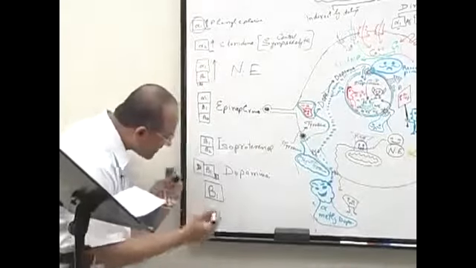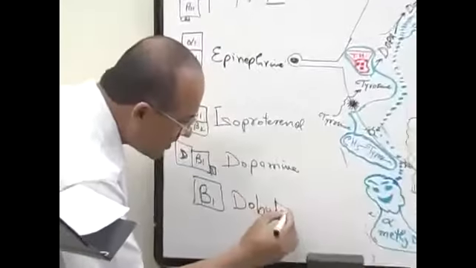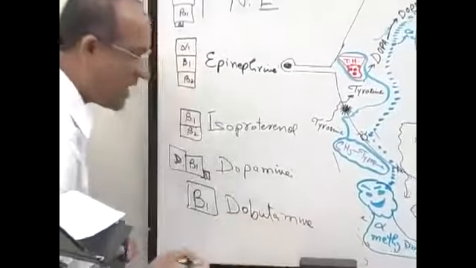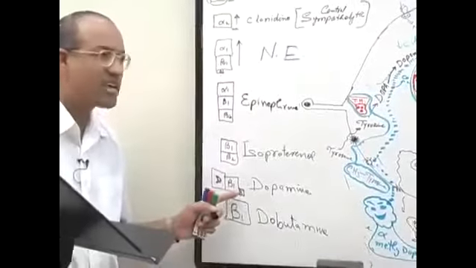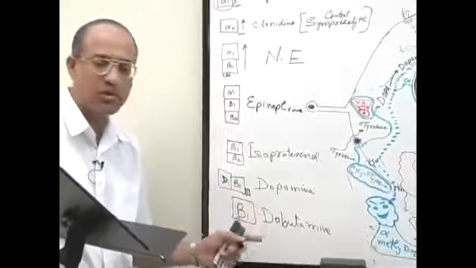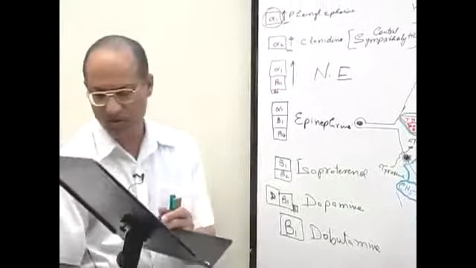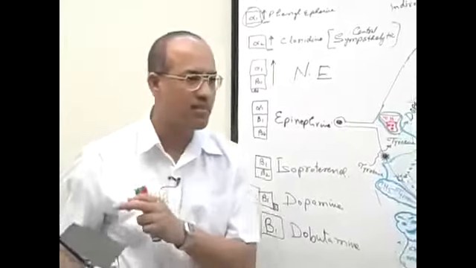Dr. Rose has told us this drug is dobutamine. We'll study all these things in detail, but right now you only remember that dopamine is a cardiostimulant and renal vessel dilator, but dobutamine is mainly a cardiostimulant. Am I clear? There's no problem?